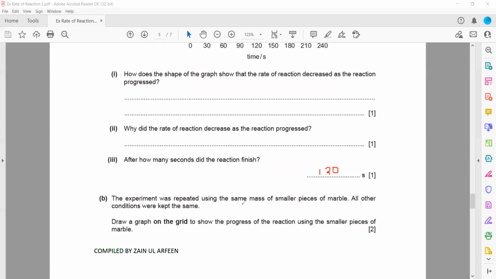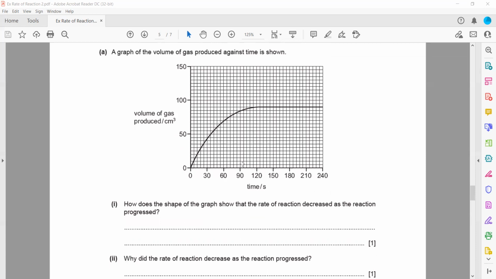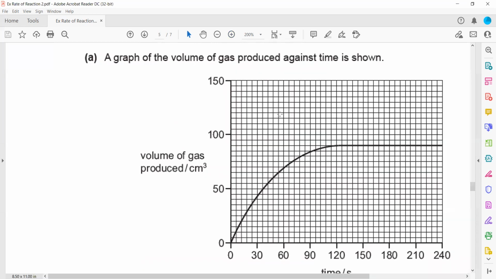The experiment was repeated using the same mass, but smaller pieces of marble. All other conditions are the same. Draw on the graph. If you use small pieces, there will be a large surface area, and with a large surface area, the rate will be faster. But it will only affect the rate. The amount of product won't change as we are using the same amount of the reactant.